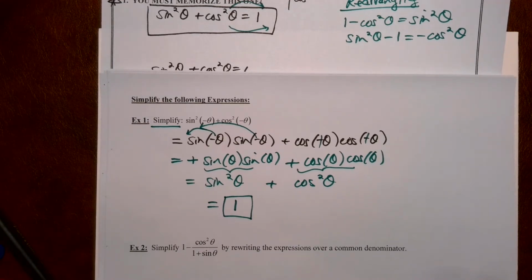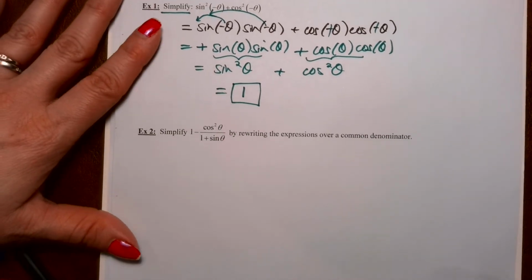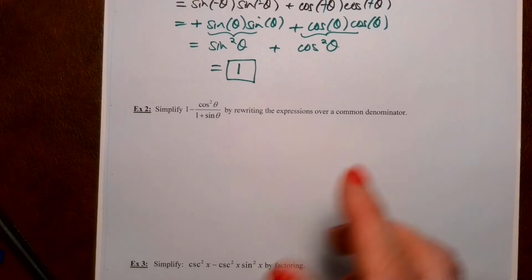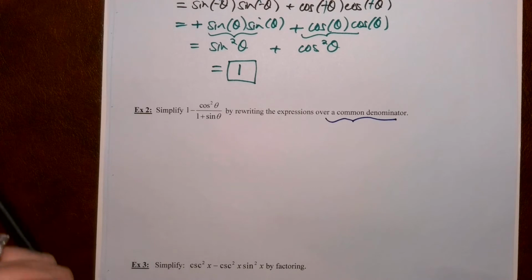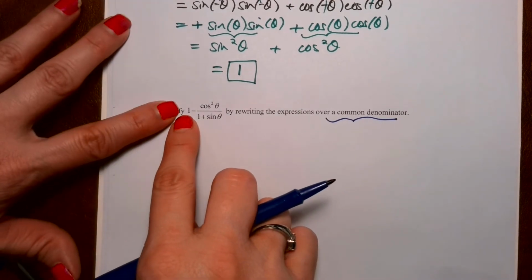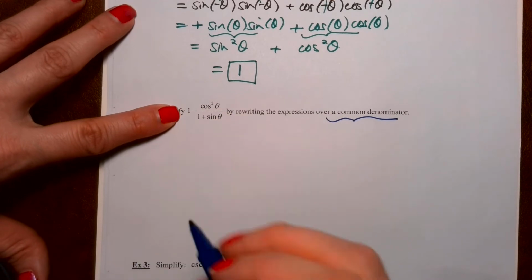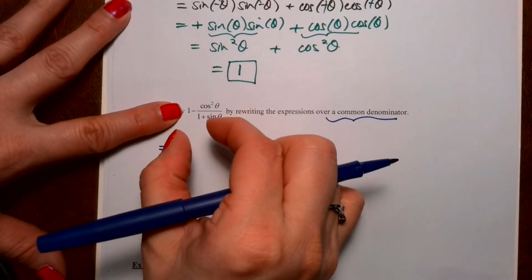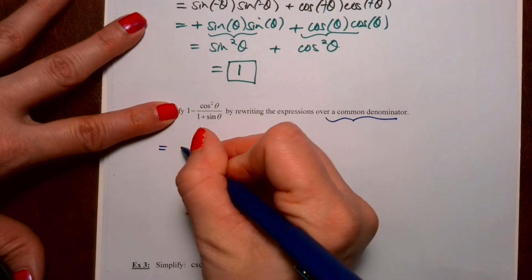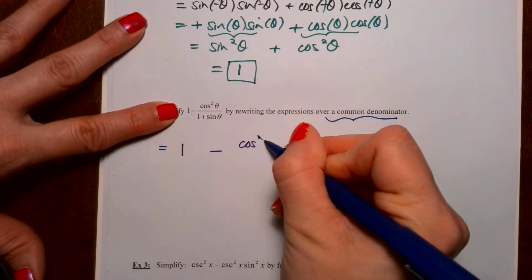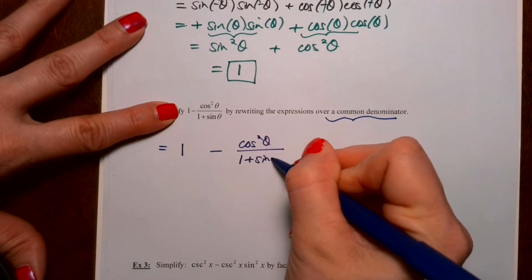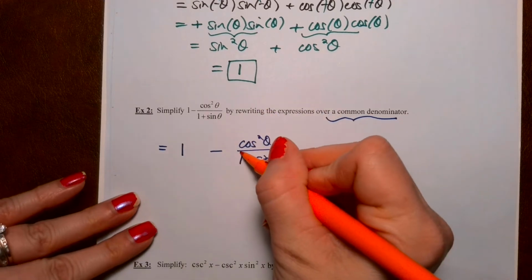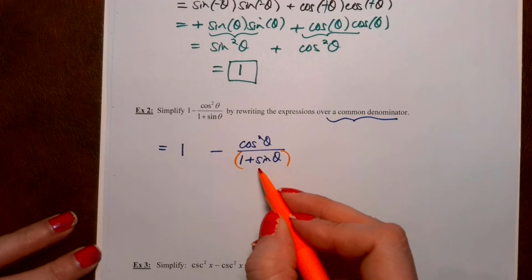Okay, number two. Simplify by writing the expression with a common denominator. So here's another technique, making a common denominator so we can add terms. So we have 1, and then we have minus this fraction. So let's go ahead and take their suggestion. Sometimes when you have fractions, combining them into one fraction does make it more simple. So we have 1 minus cosine squared theta over 1 plus sine of theta. The first thing I'm going to do is put some parentheses around this quantity. That's an entire quantity.